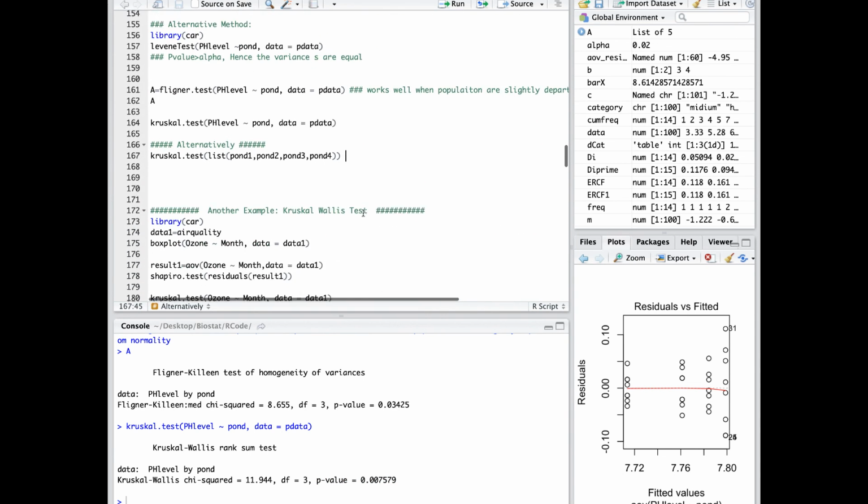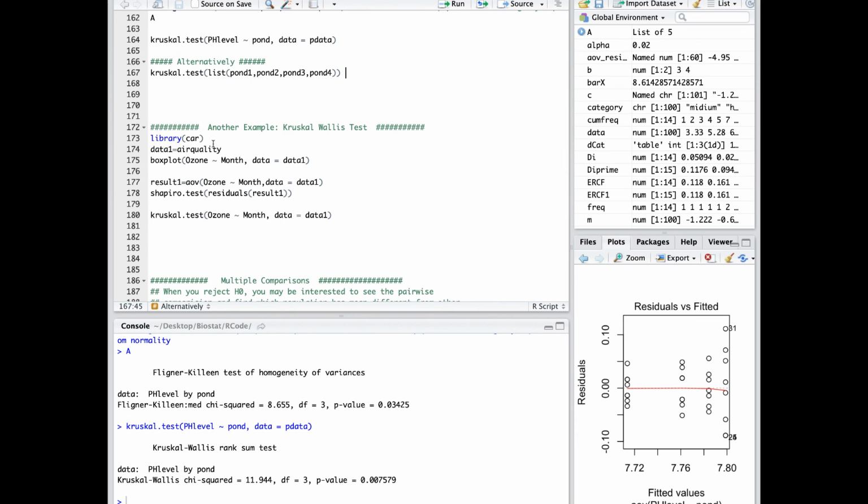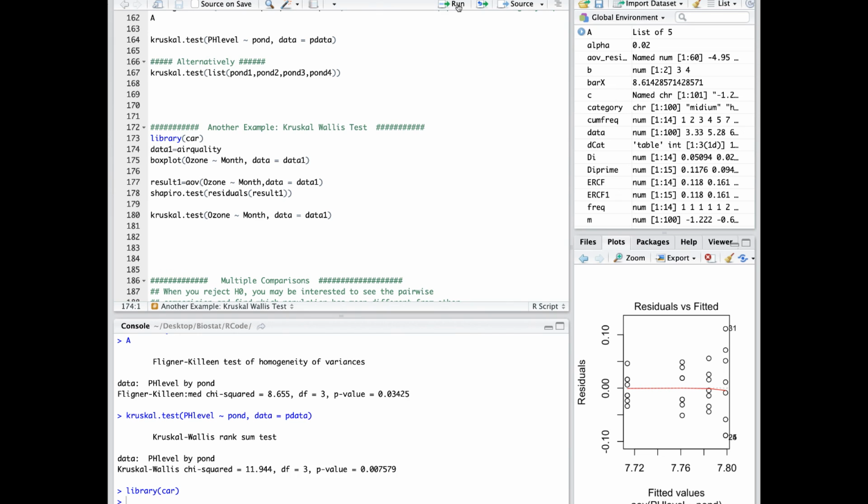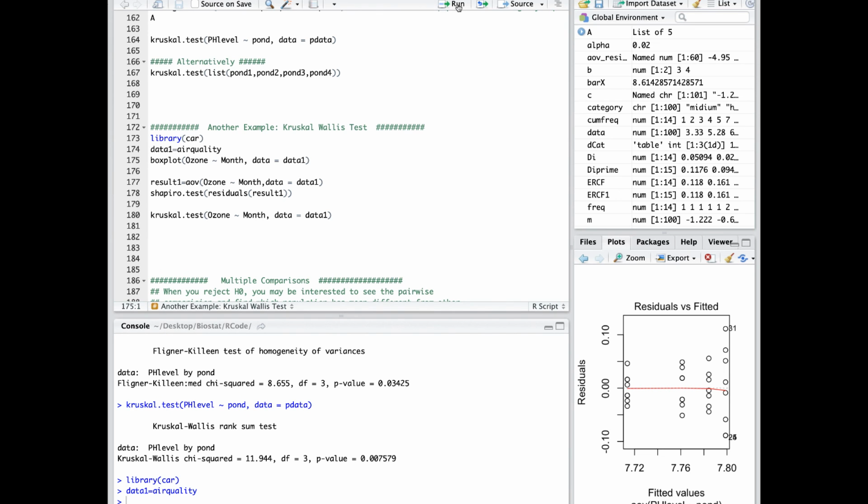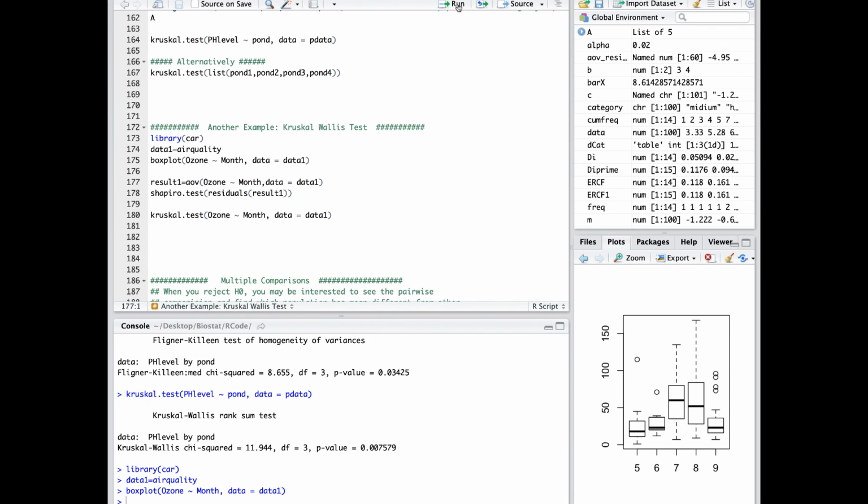Now there is one more example I have taken. Let's see the air quality example. Under the library call, I'm taking data 1 equals air quality. I did the box plot. So what I did is I plotted the ozone level versus the month. I wanted to see whether the central values, or the average ozone level, for each month are equal or not on the air quality data.